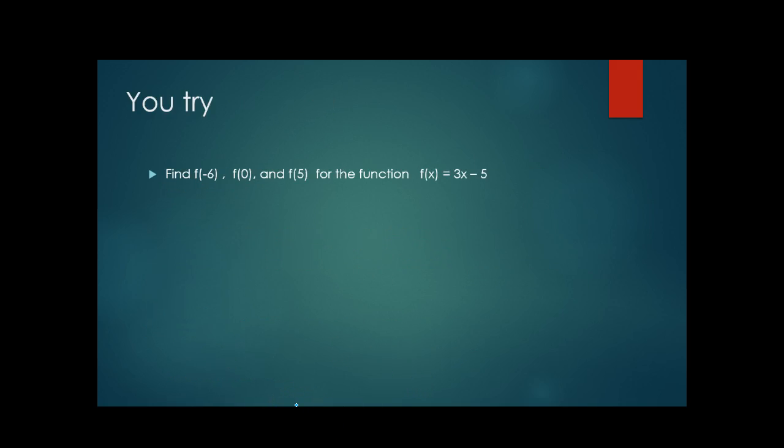Okay, so I want you to try these ones. Find the function at negative 6, the function at 0, and the function at 5. You're basically pressing 3 different buttons on a pop machine, and you're going to get 3 different pops out. The answers could be either A, 13, negative 5, and 10. Or 13, 5, 10. Or negative 23, negative 5, and 10. Or negative 23, positive 5, and 10.